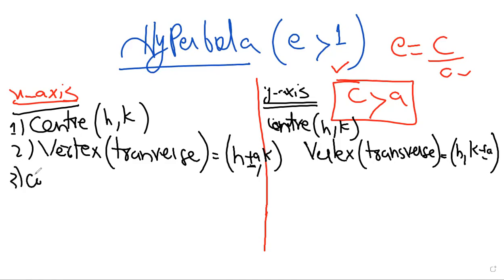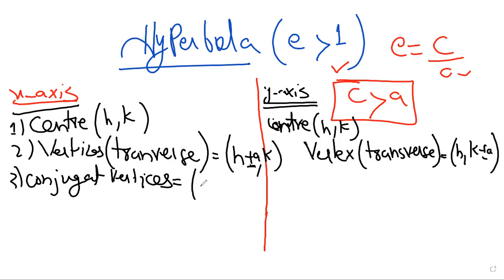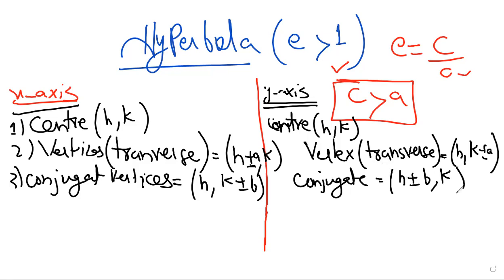Number 3, the conjugate vertices. Vertices is the right word: vertex is used for one, vertices for more than one. On the y-axis, the conjugate vertices are (h, k plus minus b), and on the x-axis, the conjugate vertices are (h plus minus b, k).